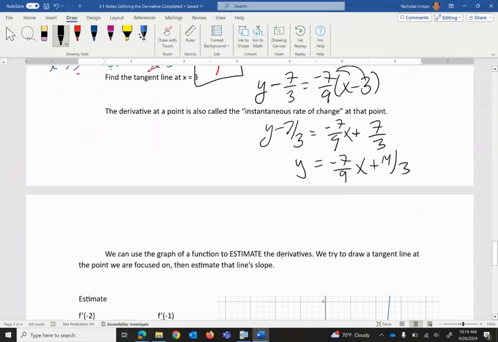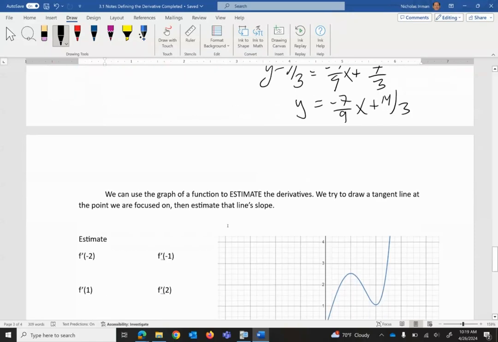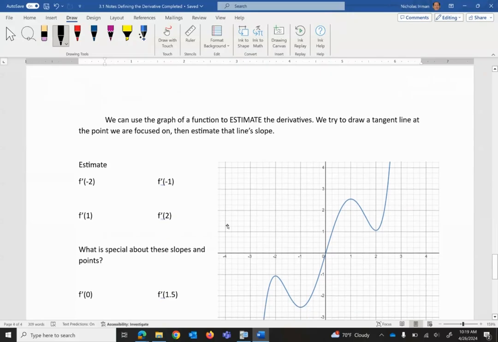The derivative is also called the instantaneous rate of change. So that's something you might see. We had the average rate of change, or just the rate of change. So this is called the instantaneous rate of change. How is our function changing precisely at that point? And we can even use graphs to estimate these.